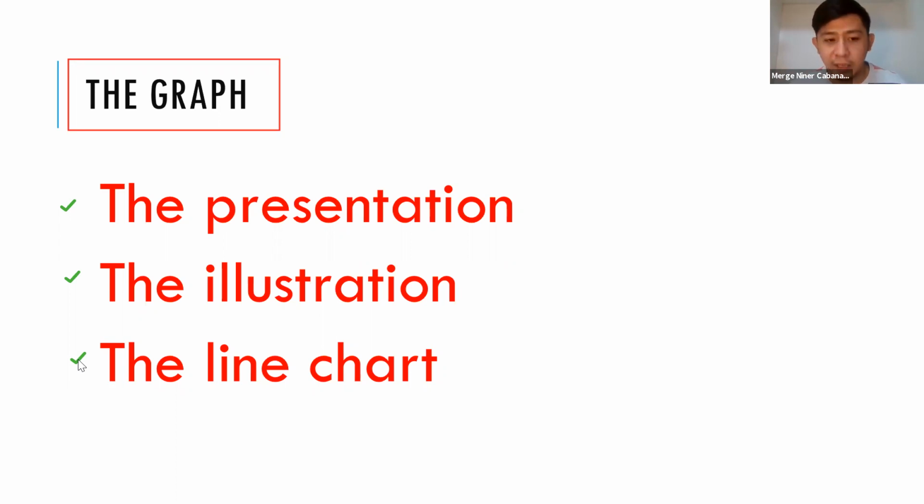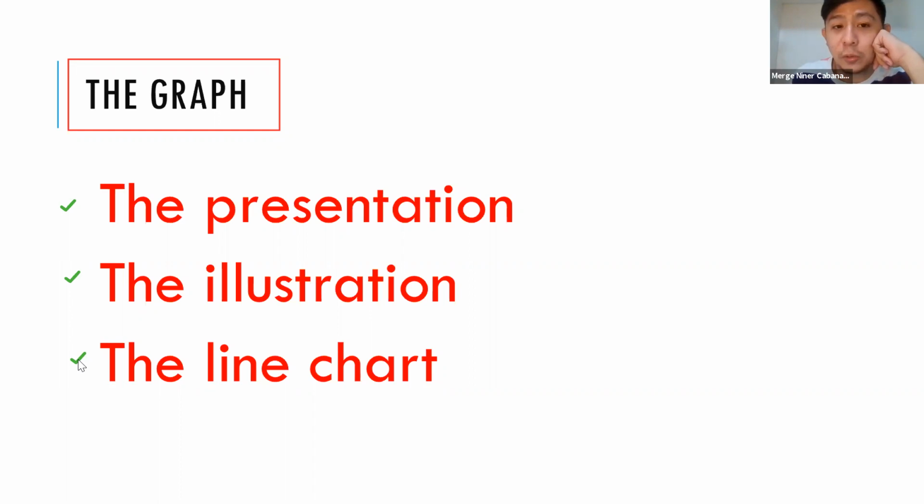What I'm trying to say is that since we see the words the graph in your task description, we will be choosing between the presentation, the illustration, or the line chart among the words that I can use to replace the graph. Sir, what if the situation is opposite? I see the words the line chart. Am I now allowed to use the graph?